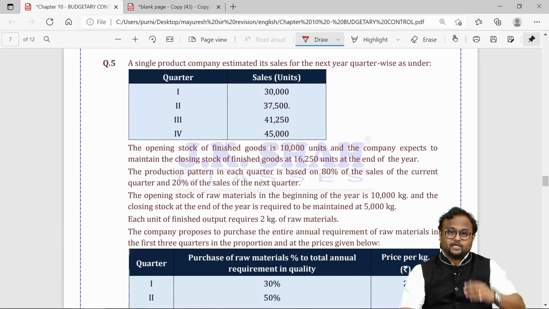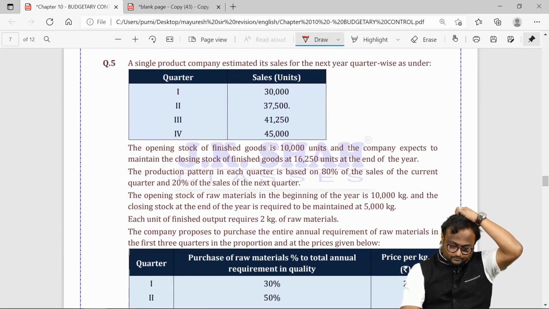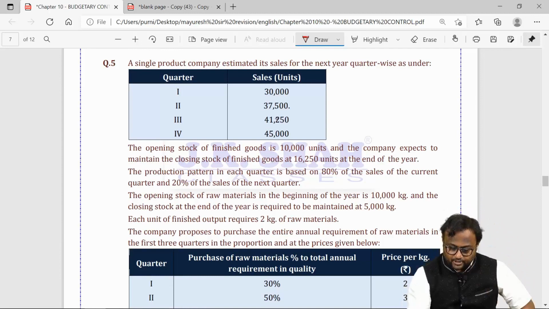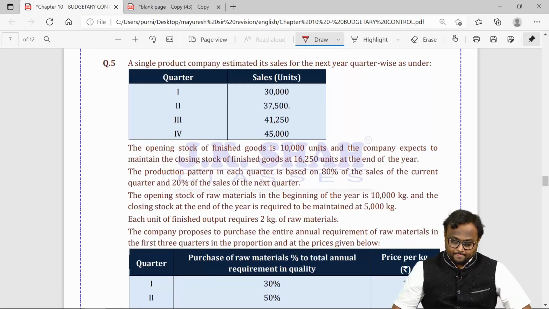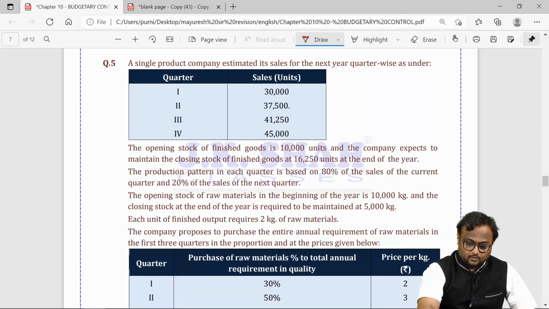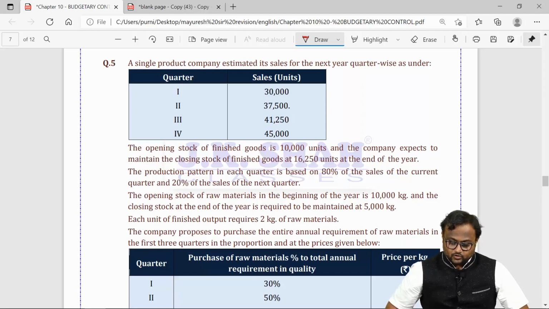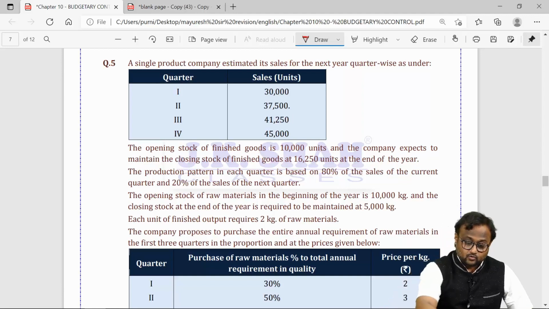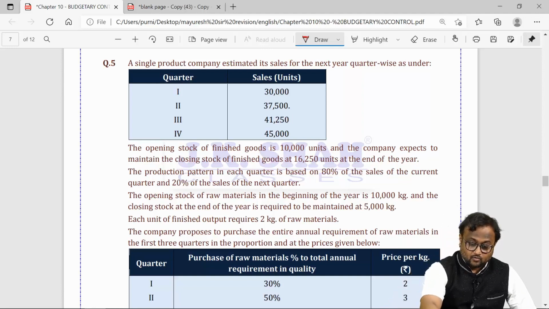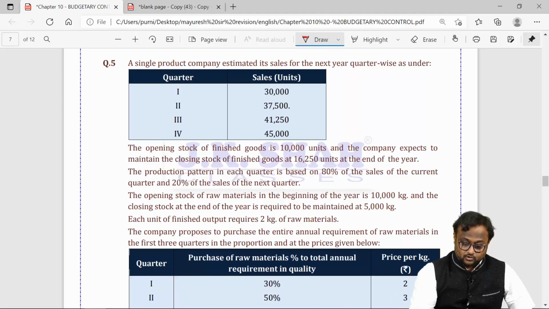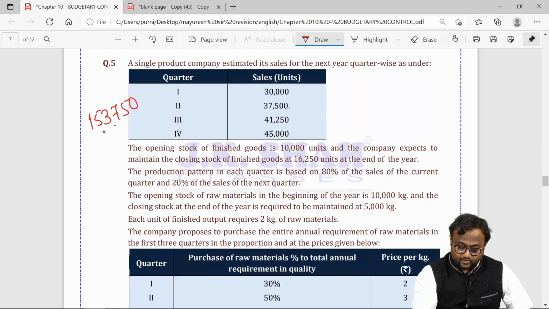Same thing was supposed to be done here. In the next question, you had a quantity to be sold. 37,500 was your next quantity to be sold. 41,250 third quarter, 45,000 fourth quarter. So in all, you were planning to sell 1,53,750 units.